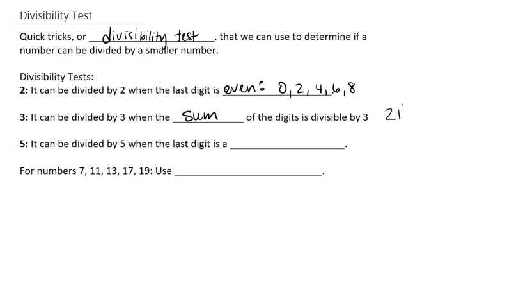Now let's look at 5. It can be divided by 5 when the last digit is a 0 or 5. And then for the numbers 7, 11, 13, 17, 19, we're going to use long division. So let's look at example 1.